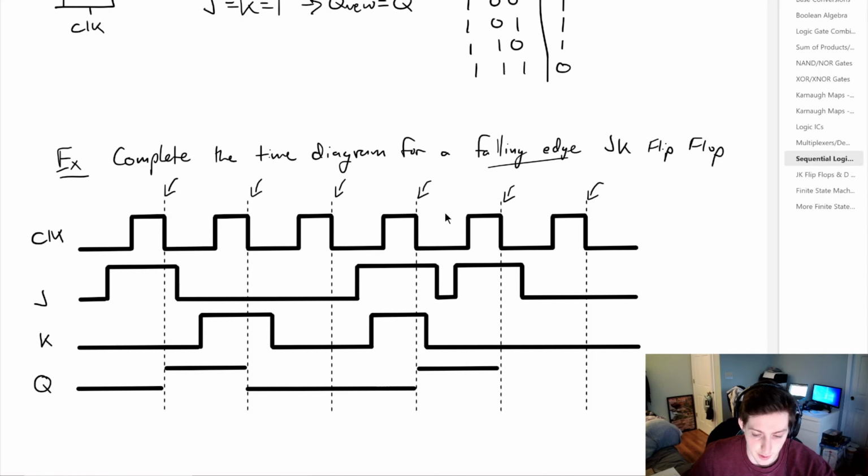And then in between those clock pulses, you can see some stuff is going on, but we only care about that falling edge. And at that falling edge, we have J equal to 1 and K equal to 0. So we are going to keep Q in that high state. And then at that last falling edge, J and K are both equal to 0. So again, we're going to keep Q in that high state, and that's going to finish off our time diagram.